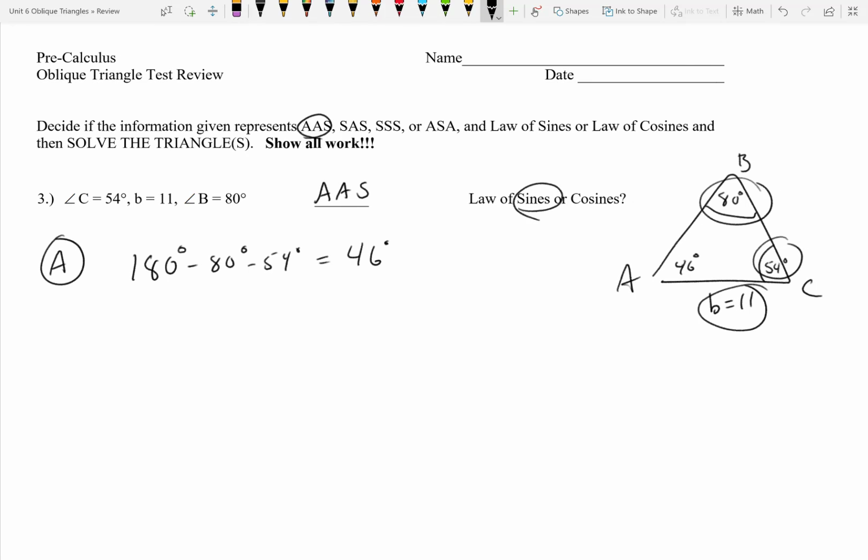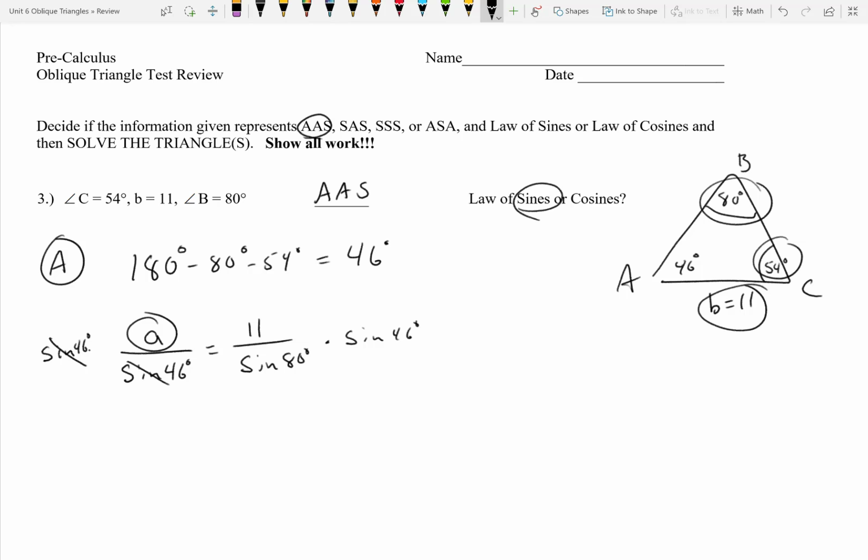Since we're solving for a side this time, I'm going to put the side variable up on top. Little a over sine of A equals little b, which is 11, over sine of B. I know the measure of angle A, so we can fill that in. It's 46 degrees. And we also know that angle B is 80 degrees. So we just have the one variable A. We'll multiply both sides by sine of 46 degrees in order to isolate that A. Sine of 46 degrees. Again, these will cancel out.